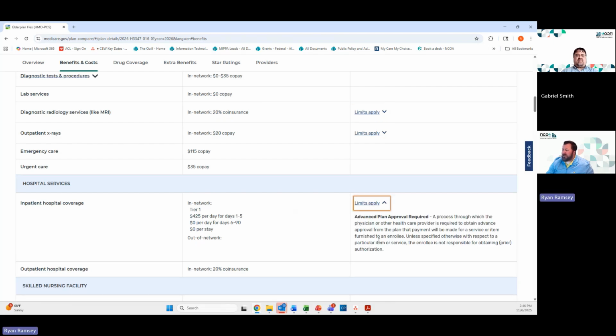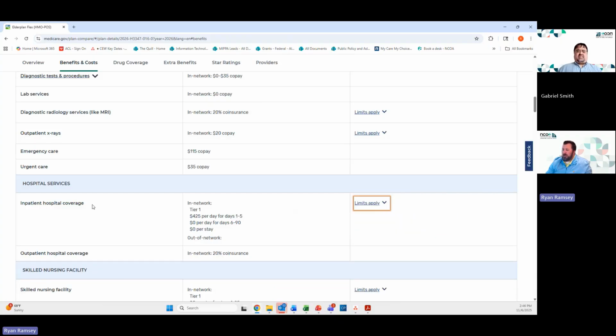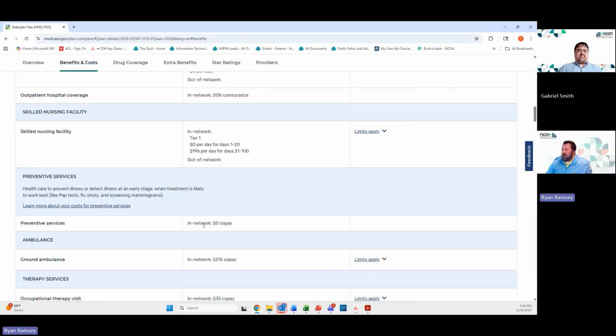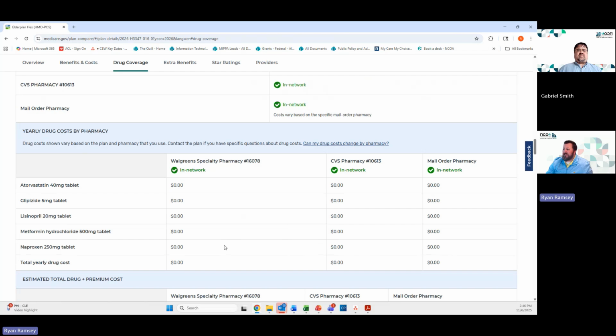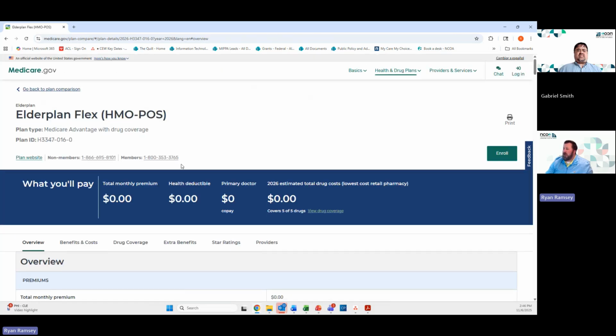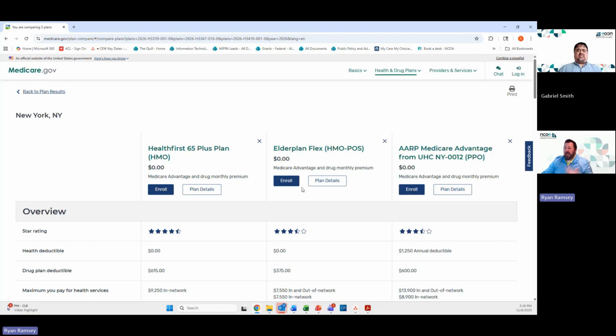The same thing goes for advanced plan approval required, in order to get advance approval for payment for a specific service or item furnished to an enrollee. So you just want to pay attention to some of these and help everybody do a calculation based off of whatever their needs are to say which one is going to be the most cost effective.